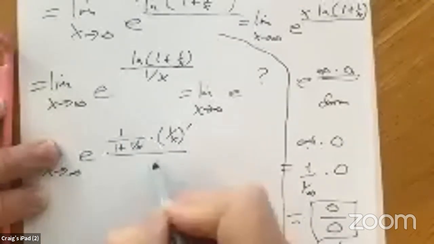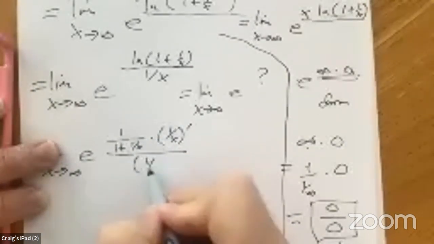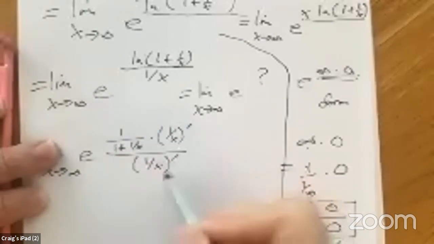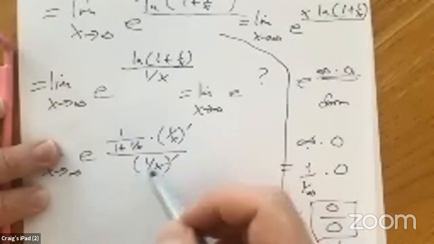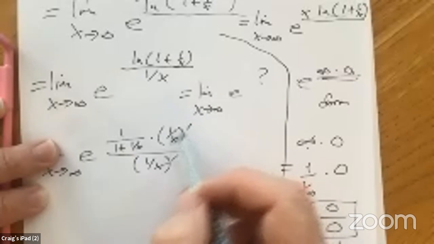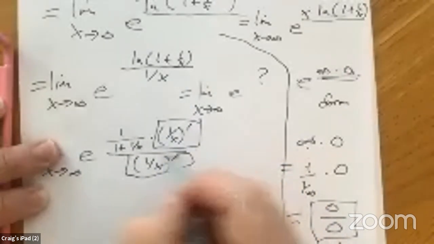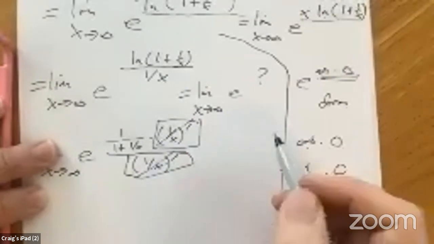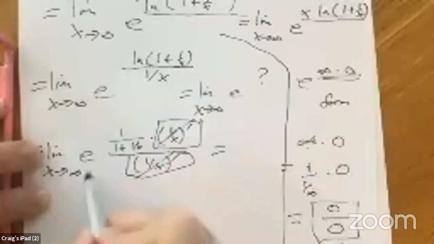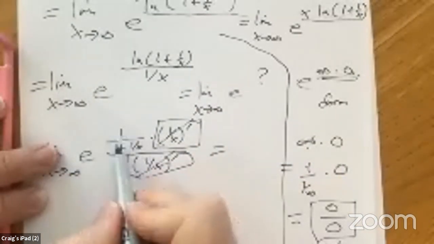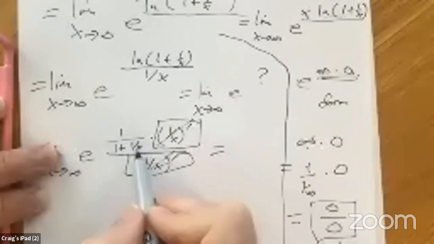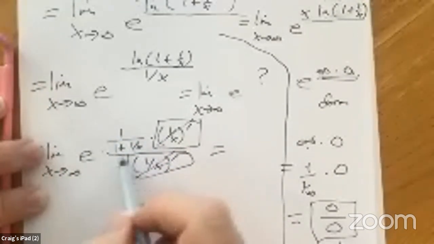And I also have to do the derivative of the bottom. Well, it's the derivative of 1 over x. And I don't want to say it's minus 1 over x squared because I have it written like there. So these guys will just cancel and we have this. Now I have the limit as x goes to infinity of e to the 1 over 1 plus 1 over x. And this one is now easy to solve.